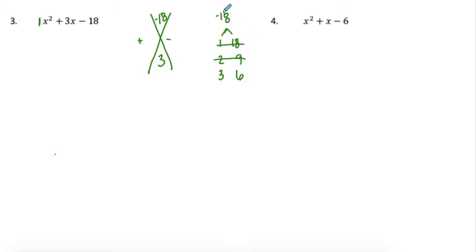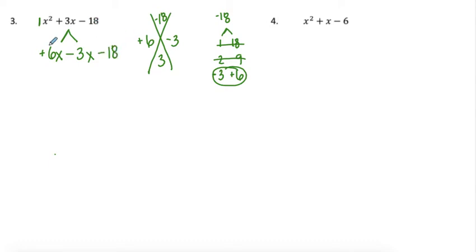Okay, that gets me my 18. I need subtraction, but I need a positive 3. So I'm going to have a negative 3, positive 6 here. The bigger number has to be positive to keep this positive. So that's going to be my answer here. Once I have my pieces here, I can split that middle term. Positive 6x minus 3x. This is what I specifically picked to go back to 3x.